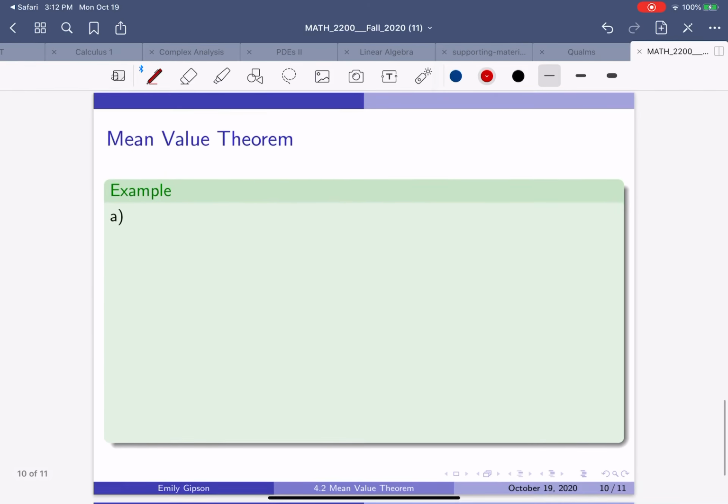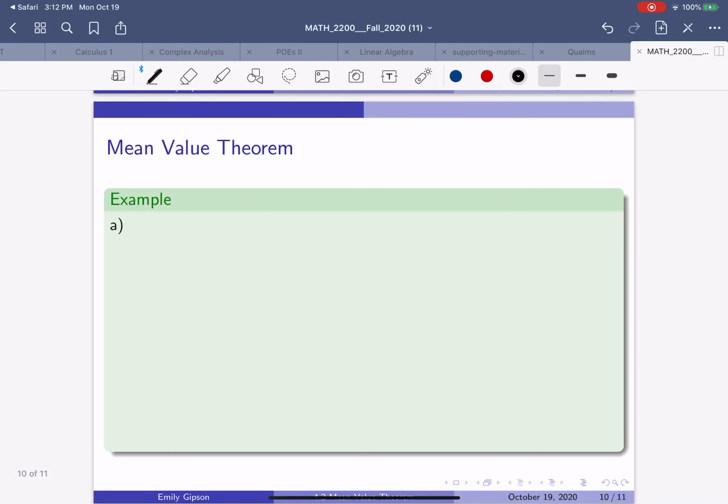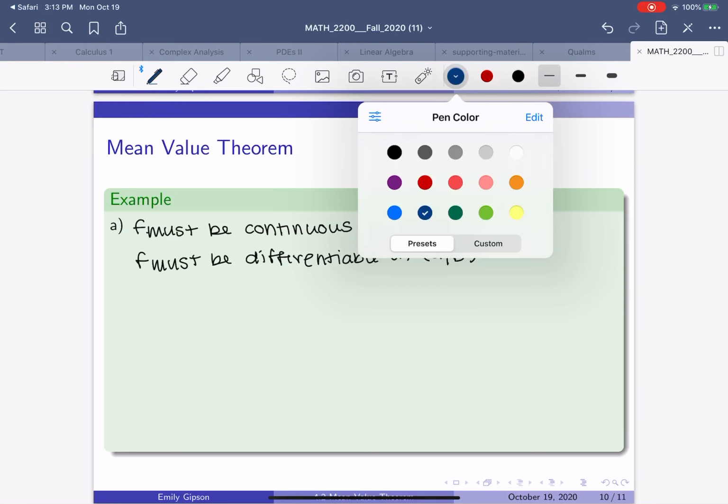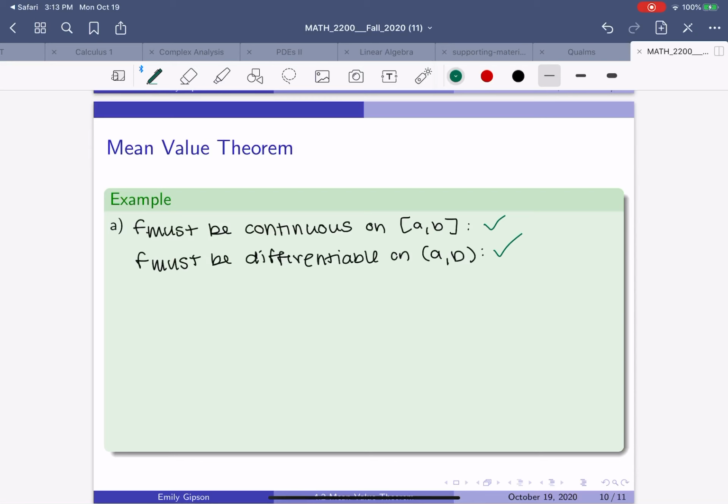In order to satisfy the mean value theorem, f must be continuous on a to b, and f must be differentiable on the open interval a to b. Now, we're working with a polynomial, so we know that it's continuous everywhere and it's differentiable everywhere. So check, check, we satisfy all of the conditions of the mean value theorem, we can proceed.